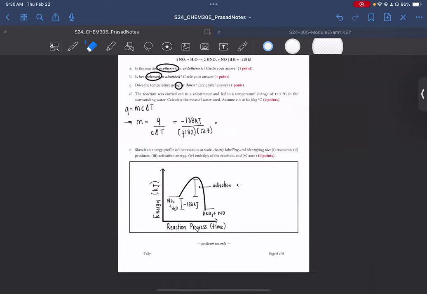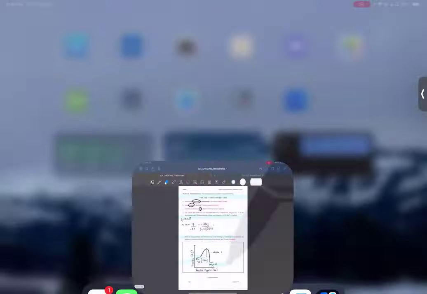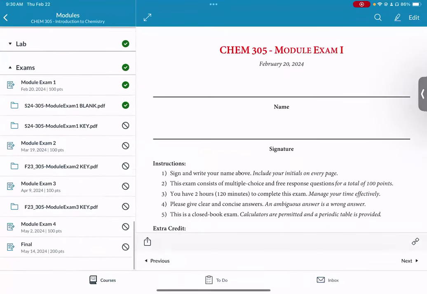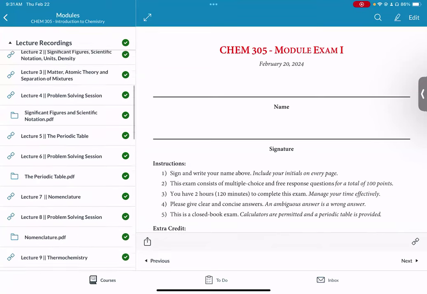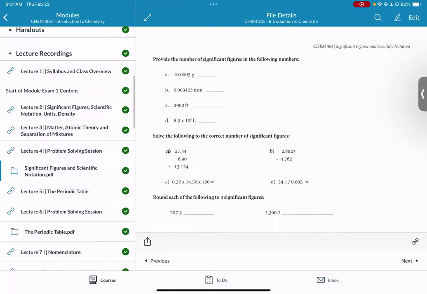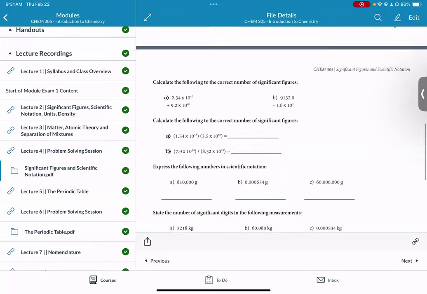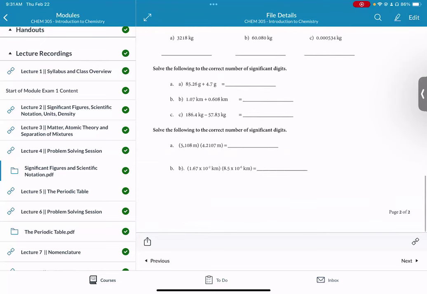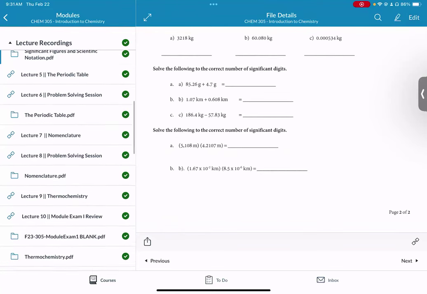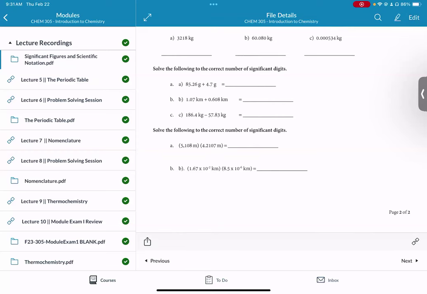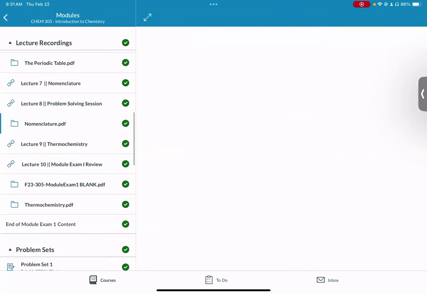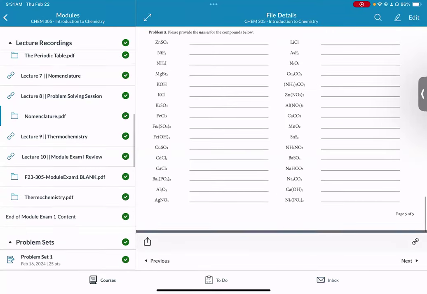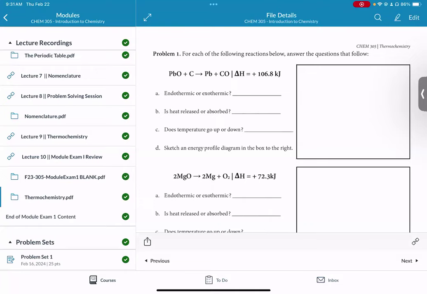Okay. All right. The extra credit opportunity for this exam. It is an opportunity to get 10 points added to your raw score. 10 points. Over the past couple of weeks, we have been doing these worksheets. On Thursdays, we've been coming here and doing all of them together. We've done one for significant figures and notation. We've done one for the periodic table. We've done one for nomenclature. And most recently, we did one for thermochemistry.